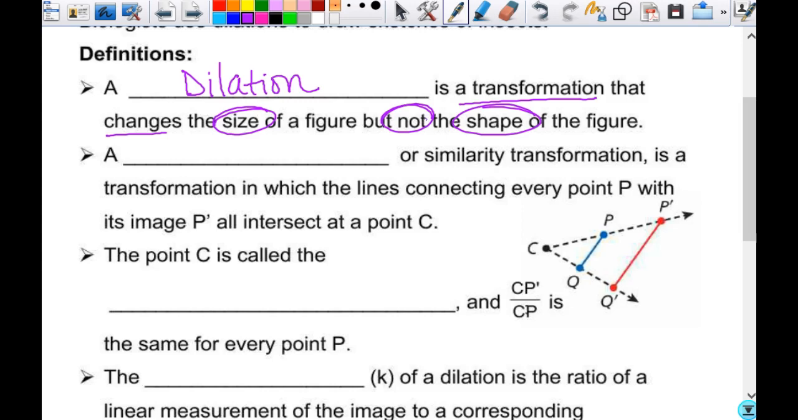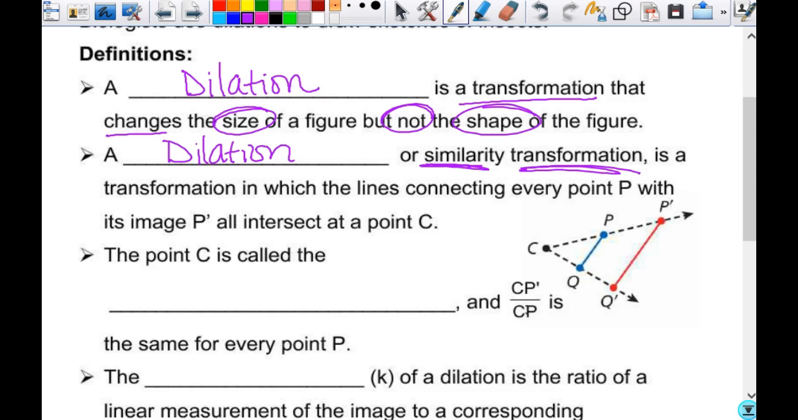So that means that a dilation is a similarity transformation. The other ones we've talked about so far have all been congruence transformations. A dilation is a similarity transformation, which means that it is not a what? What's that word that starts with an I? Isometry. Okay, so a dilation does not fit into the category of isometry because we changed the size.